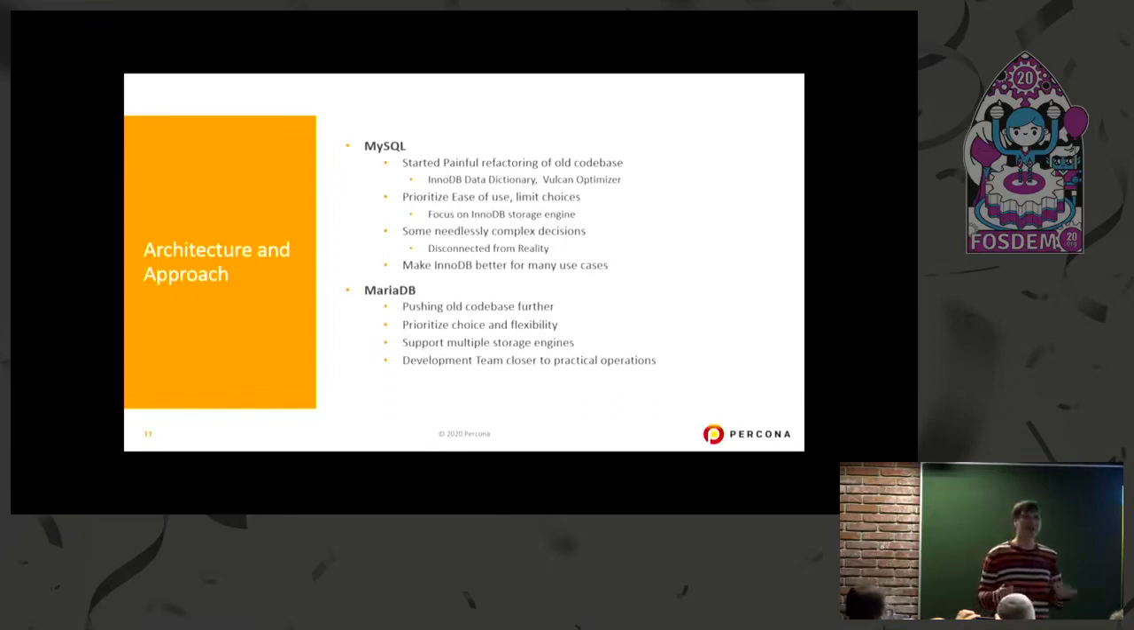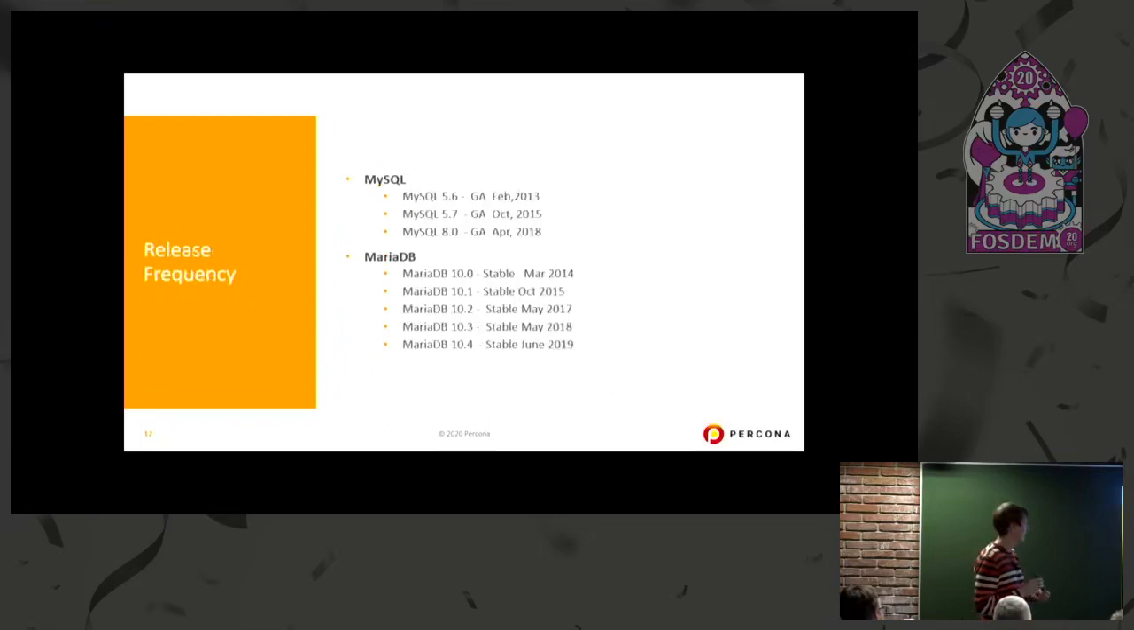And I think the MariaDB team is much closer to practical operations than a lot of folks in the Oracle development team, right? Which is easier with smaller, more agile, flatter organizations.